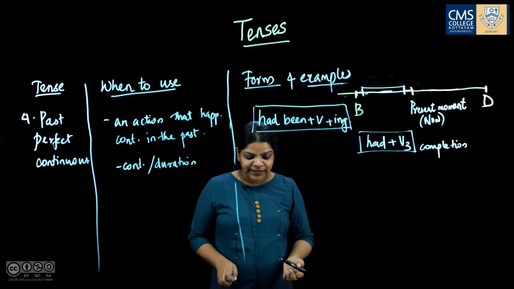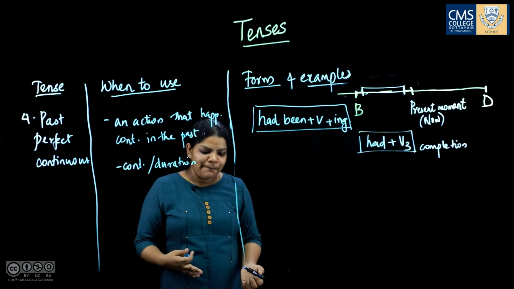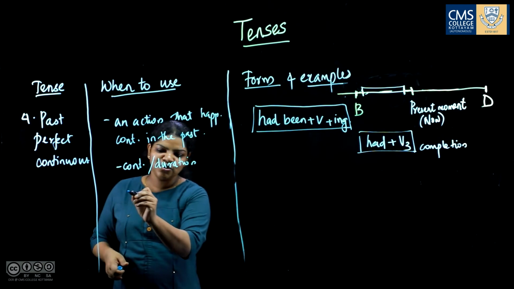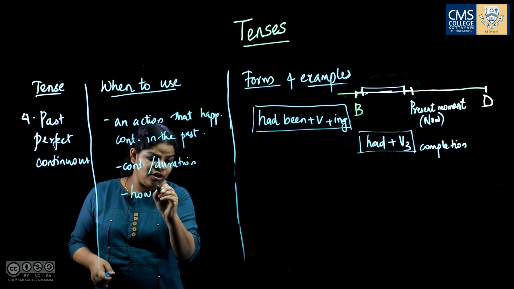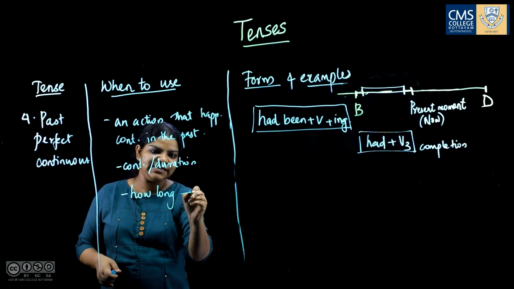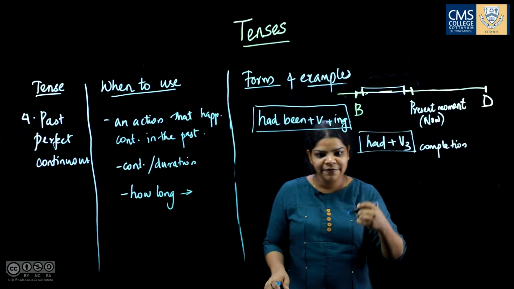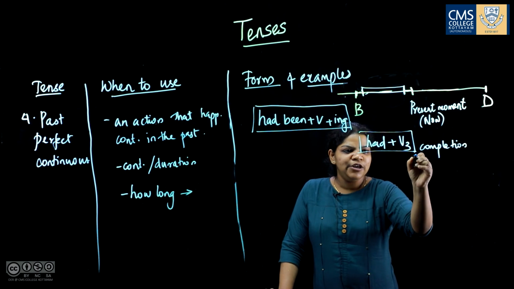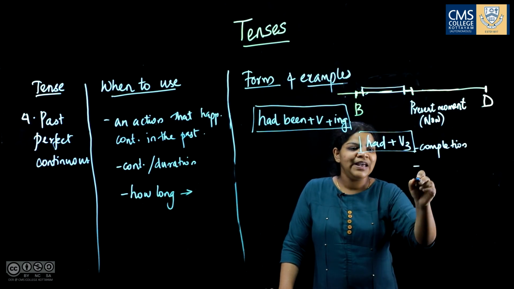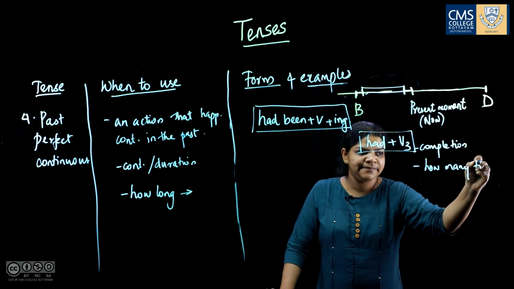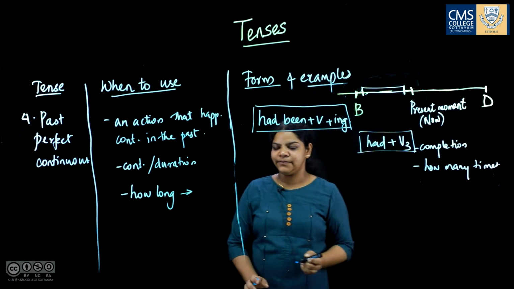Now moving on. When we use the past perfect continuous tense, we use that to show how long the action happened. But when we use the past perfect tense, we try to show how many times the action happened. Let's take an example.